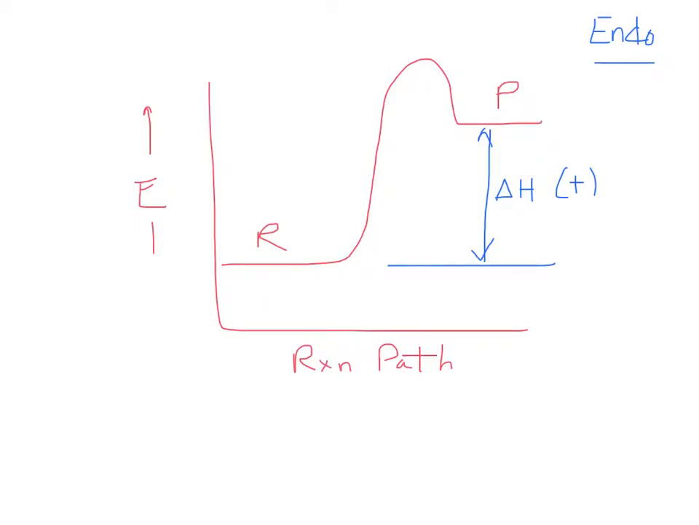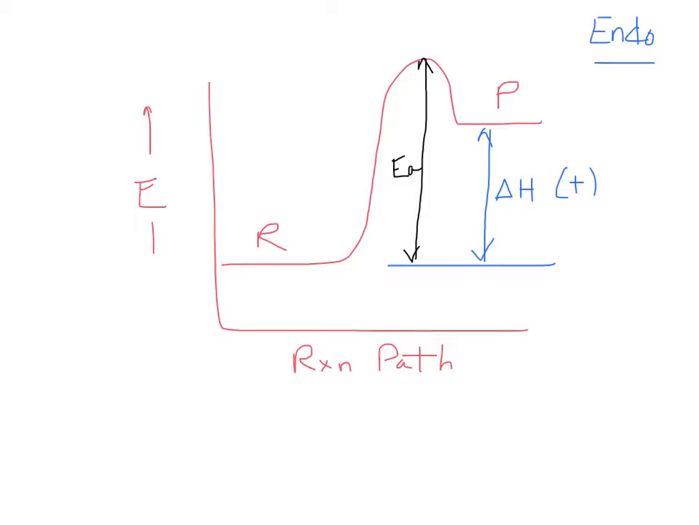Now how do I find my activation energy? Well, the activation energy is always from the reactants to the top of the hill. So this is your activation energy. You'll notice for endothermic reactions, the activation energy is large. It's larger than delta H. So that would be for an endothermic reaction.